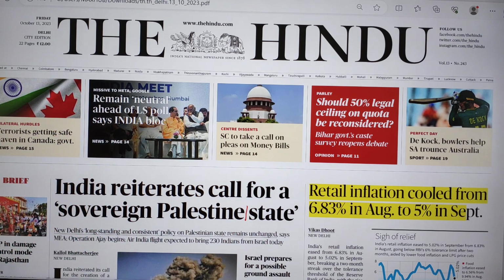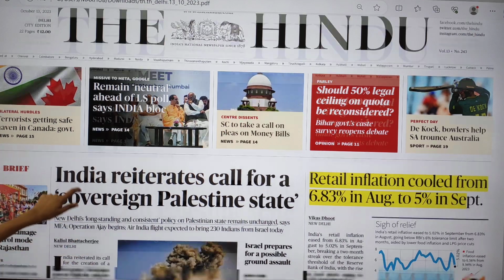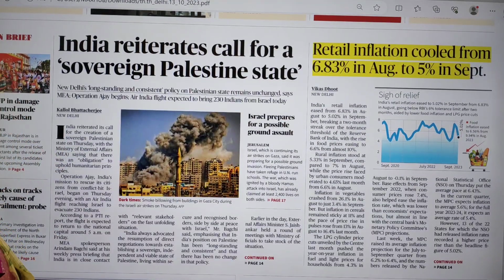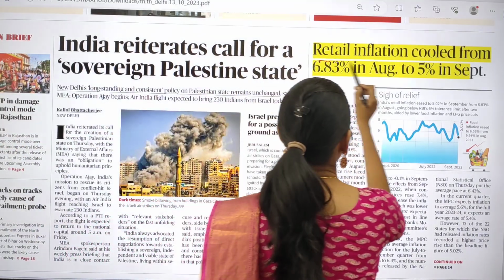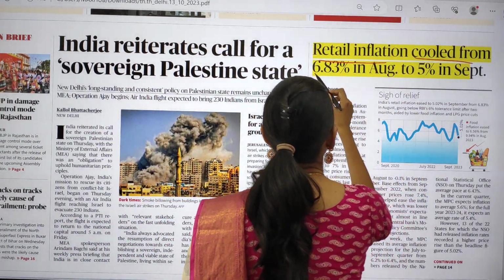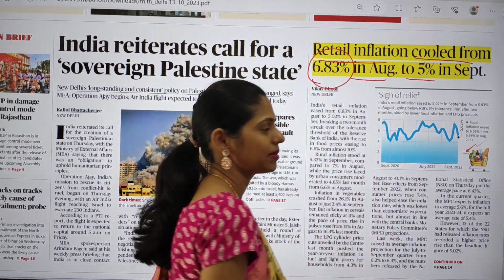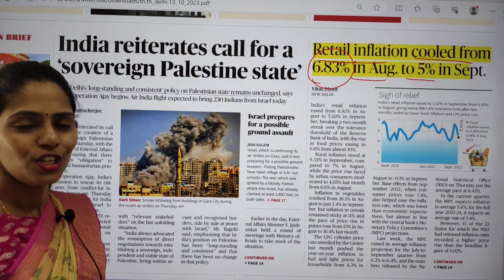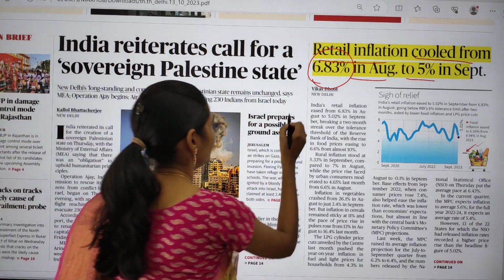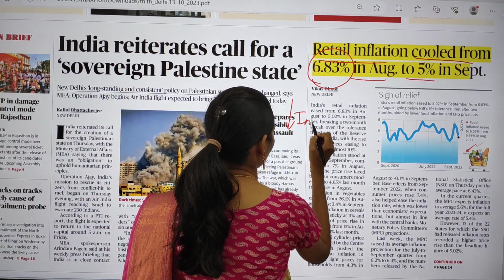So let us see the first topic. This is the front page of The Hindu. There are two articles which are important. The first one is: retail inflation cooled from 6.83% in August to 5% in September. So this article says that there is a decrease in inflation.